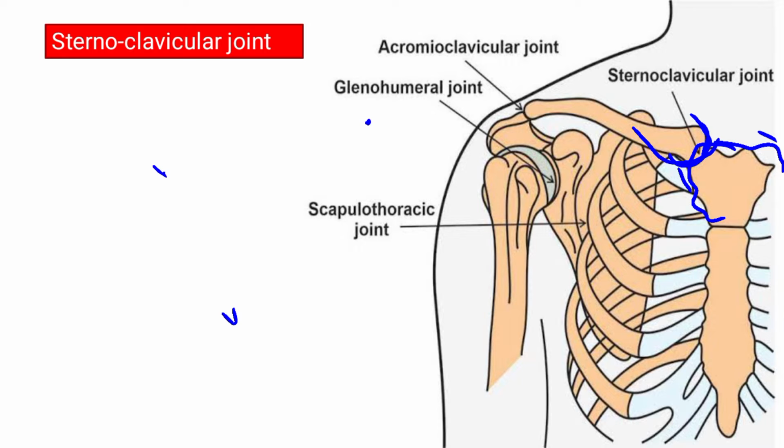And now AC joint. AC means acromioclavicular joint. It is a plain synovial joint. Here we can see the AC joint. This is the acromion process, and this is the clavicle, and this joint is known as acromioclavicular joint. This is a type of plain synovial joint.